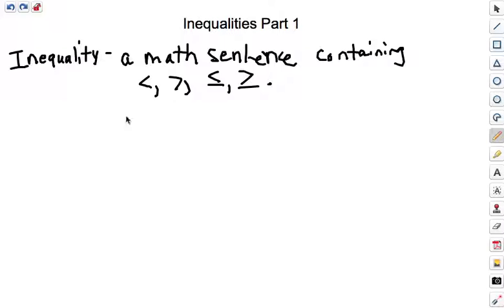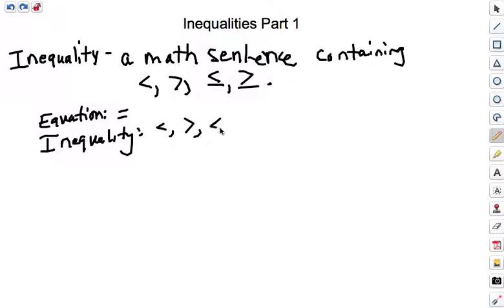So we don't want to get that confused with an equation, which would have an equal sign. An equation has an equal sign. An inequality has either a less than, greater than, less than or equal to, or greater than or equal to symbol.